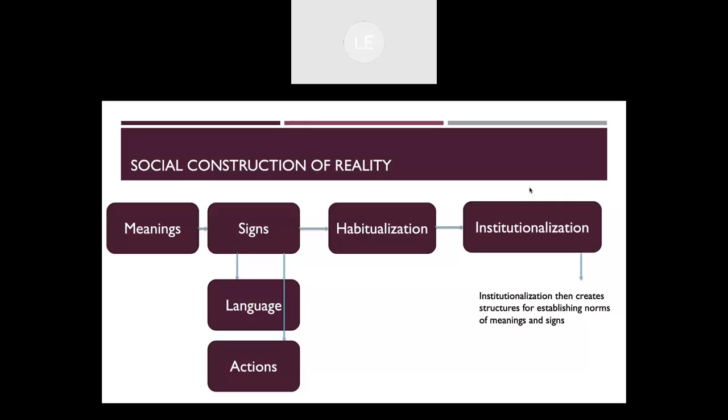As specifically languages and actions become habitualized, so as we start speaking the same way with other people, as we start coordinating our actions with other people that have the same meaning, these become institutionalized. So as we continue to do these over and over, they become the norm. And then we create systems and structures that influence those meanings and symbols for other people as well. So you yourself probably did not create the English language.